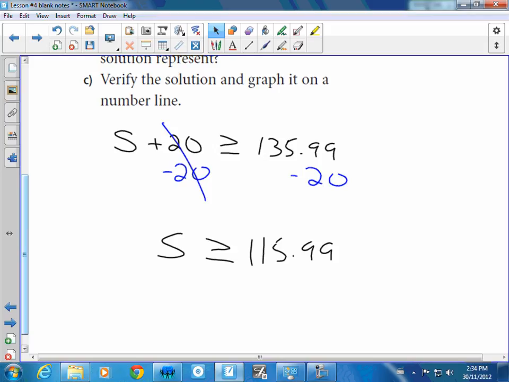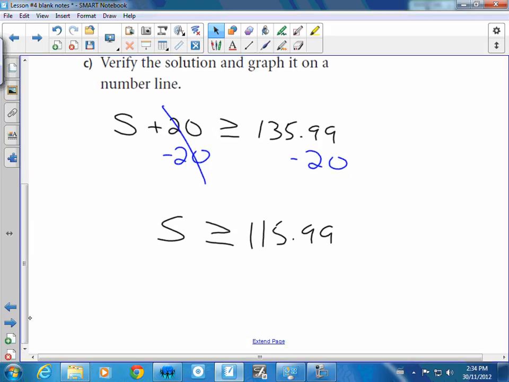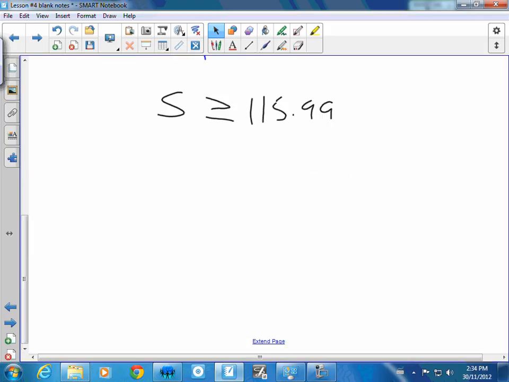Now, it also says graph it on a number line. This is a weird one to graph on a number line again, isn't it? How do you want to graph this one? We could do decimals, but the problem is, what would you do with decimals then? So 115.99, 116.99, 117.99, that's what your numbers were? That's an interesting way of doing it. Could you do whole numbers like 114, 115, 116, 117?